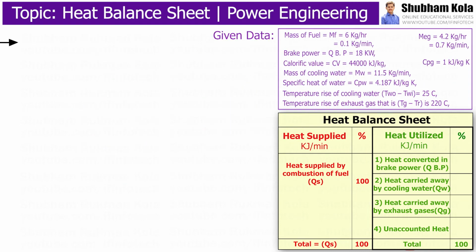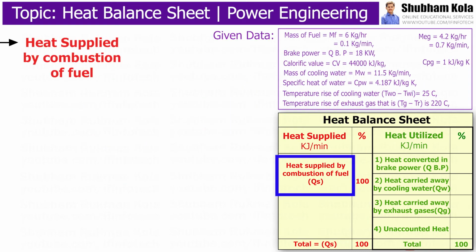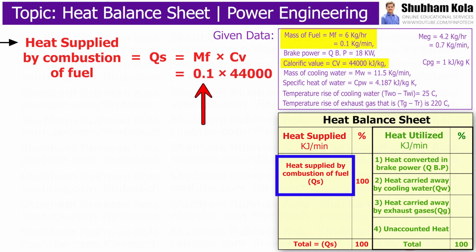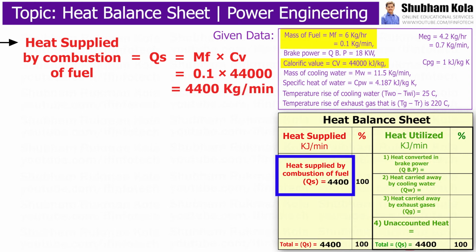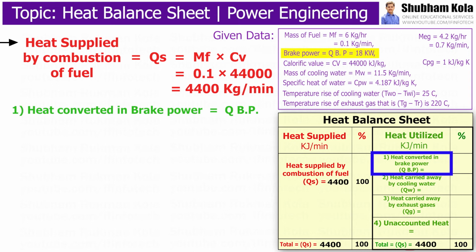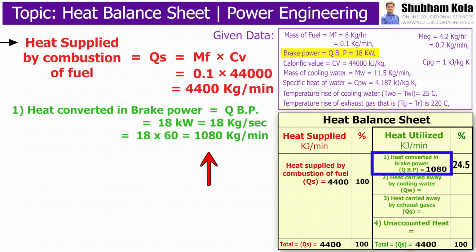Now first we calculate the heat supplied by combustion of fuel, that is QS, which is equal to MF into CV, where mass of fuel MF is 0.1 kg per minute and calorific value CV is 44,000 kilojoule per kg. So put these values and we'll get QS. Now to calculate heat converted in brake power, that is QBP, 18 kilowatt is equal to 1080 kJ per minute.